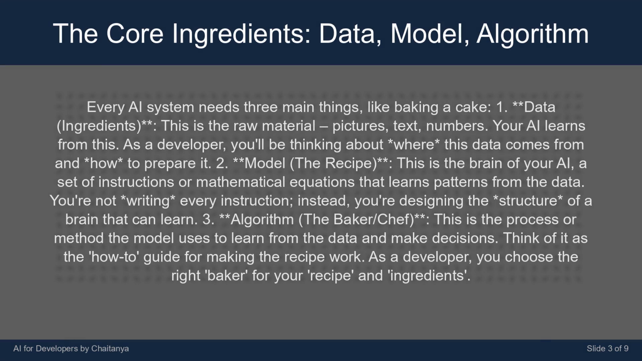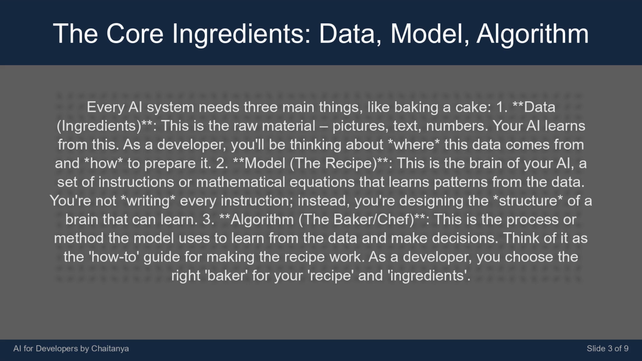1. Data. Ingredients. This is the raw material: pictures, text, numbers. Your AI learns from this. As a developer, you'll be thinking about where this data comes from and how to prepare it.